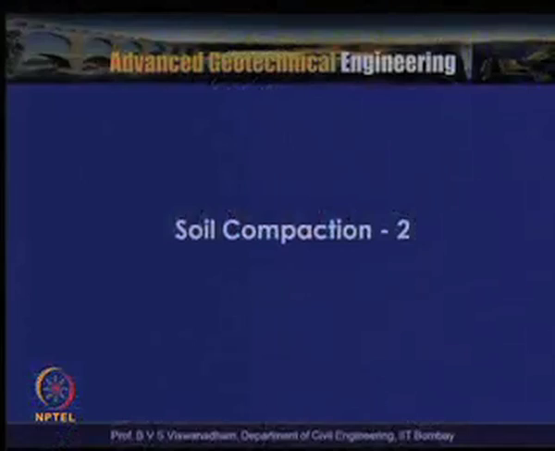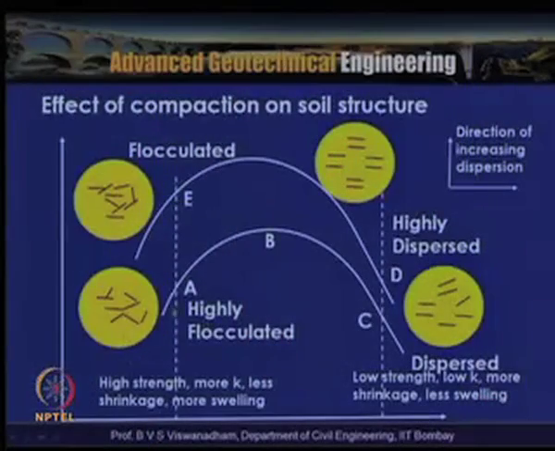So, this lecture title is Soil Compaction 2. As we discussed in the previous lecture, especially for fine grained soils, compaction depends particularly upon the soil structure, which changes from dry side of optimum to wet side of optimum. If you can see from this slide here, this is for a light compaction and this is for modified compaction.